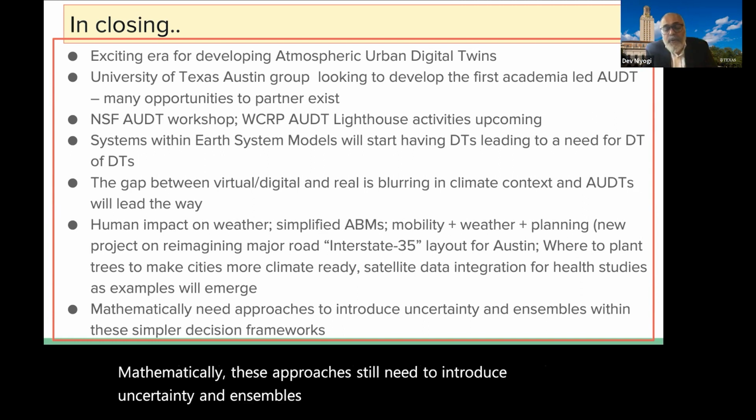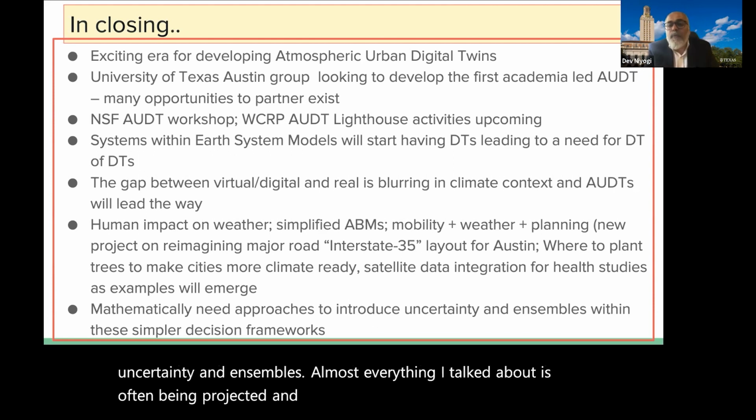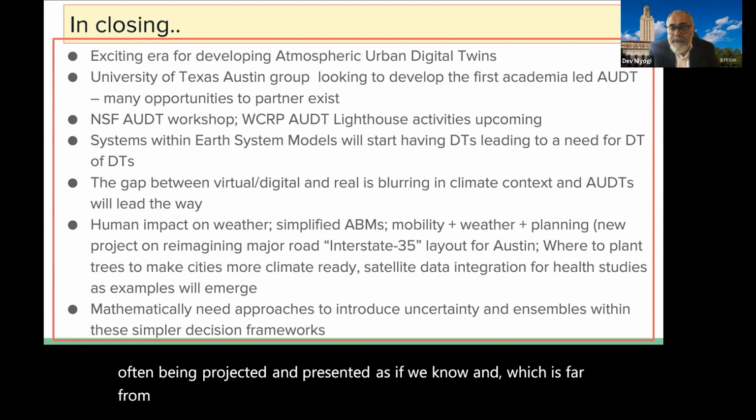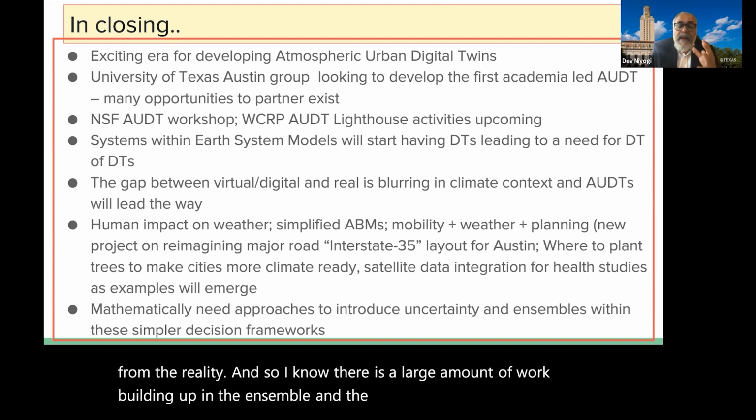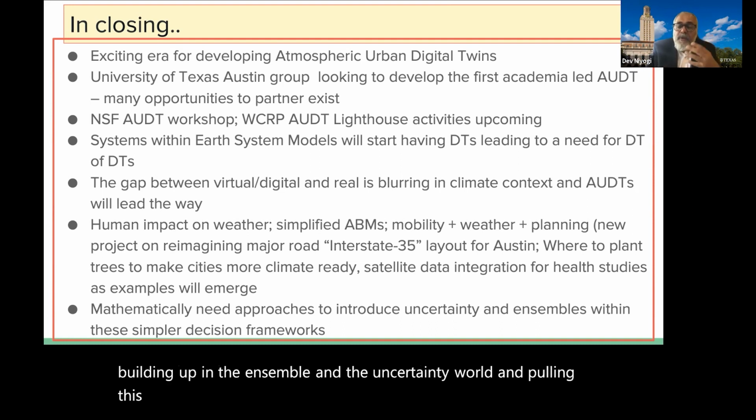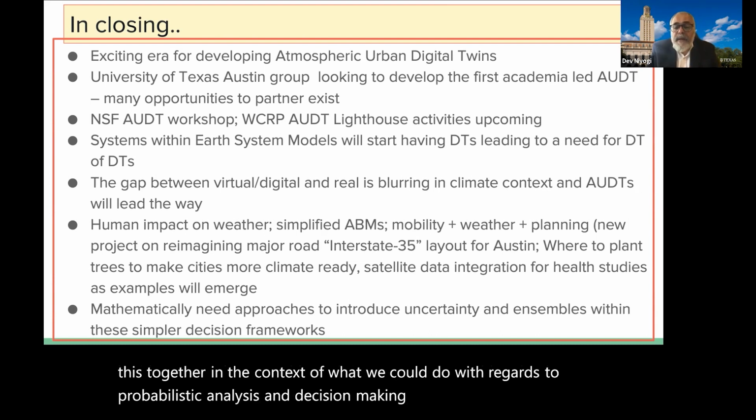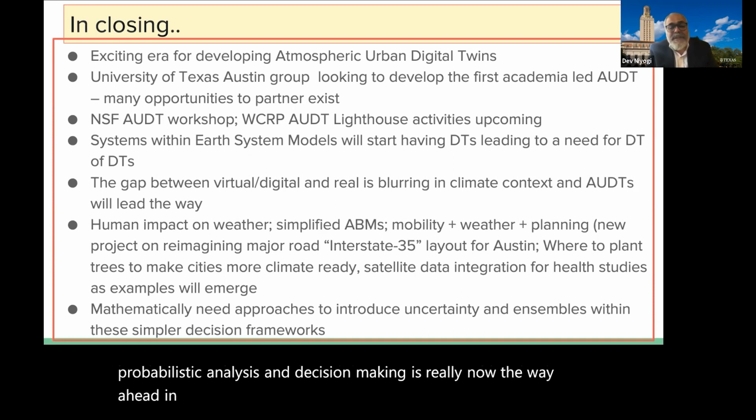Almost everything I talked about is often being projected and presented as if we know, which is far from the reality. And so I know there is a large amount of work building up in the ensemble and the uncertainty world, and pulling this together in the context of what we could do with regards to probabilistic analysis and decision-making is really now the way ahead in terms of taking all this.